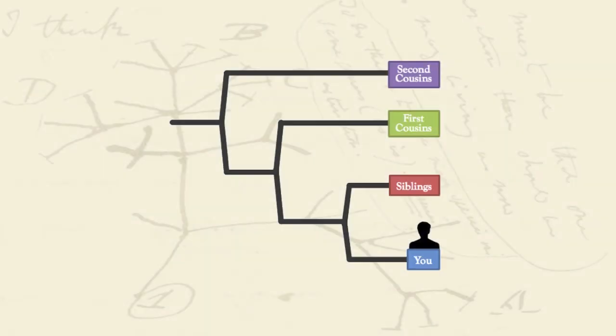Another way to think about trees is like a family tree. The you depicted is more closely related to siblings than second cousins. This is because the most recent common ancestor of you and your siblings are your parents. So then, who is the most recent common ancestor for you and your first cousins? If you answered grandparents, you are right.